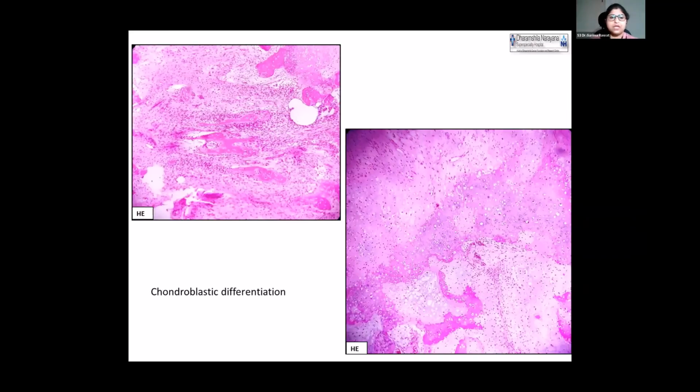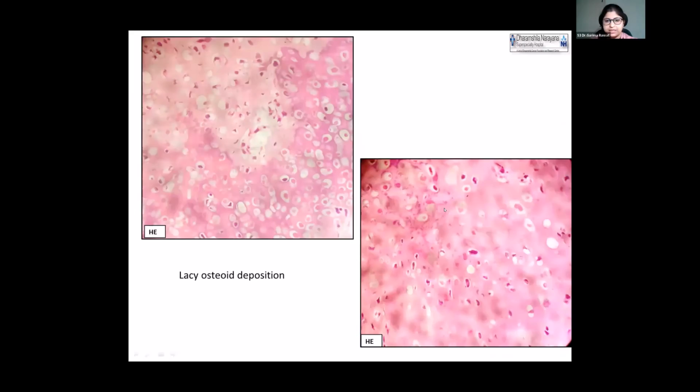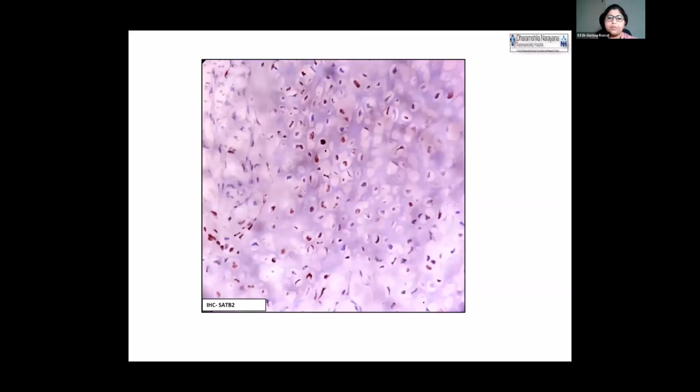In the sections of the resected tumor, the picture was similar to the incisional biopsy findings, where there were large areas of chondroblastic differentiation, along with focal areas showing lacy osteoid deposition, which were lined by the neoplastic atypical cells. We performed immunohistochemistry for SATB2, which showed strong nuclear positivity in the neoplastic cells.